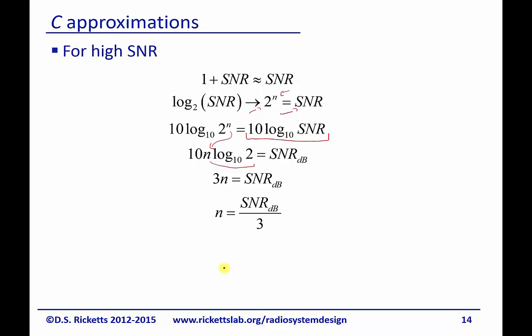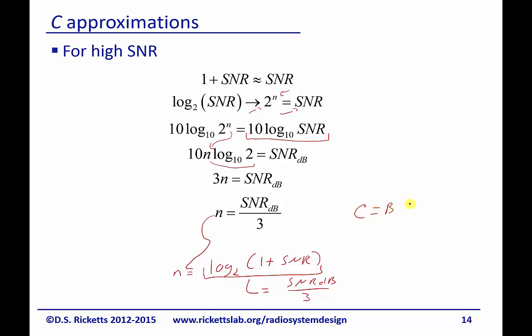And what you need to remember is that what we're solving for is log 2 of 1 plus SNR in linear. And what this tells us is basically this whole thing is equal to SNR in dB over 3, where remember n is the answer to what this equation would be. And so we can write Shannon now as C equals B times SNR in dB over 3. And you can see that's really simple to use.